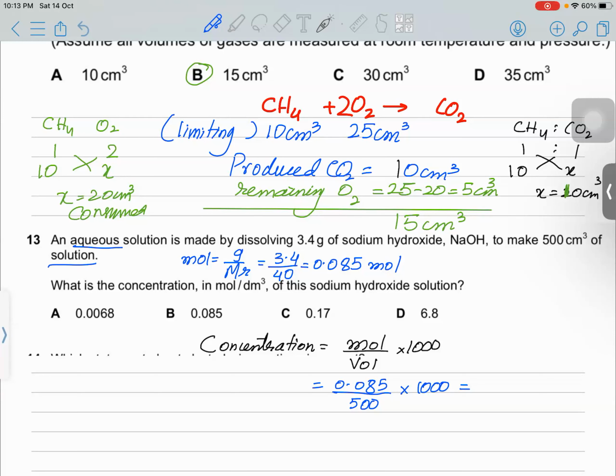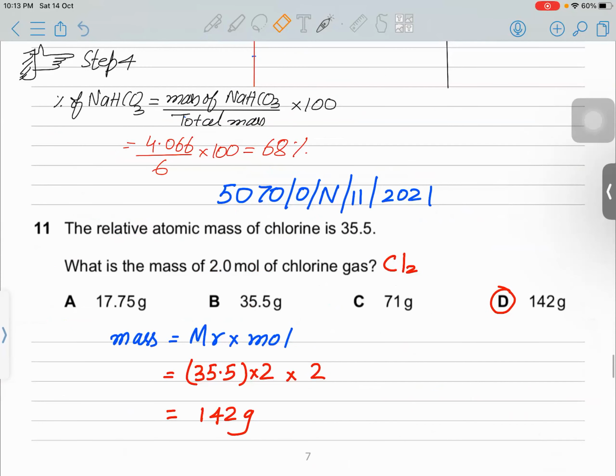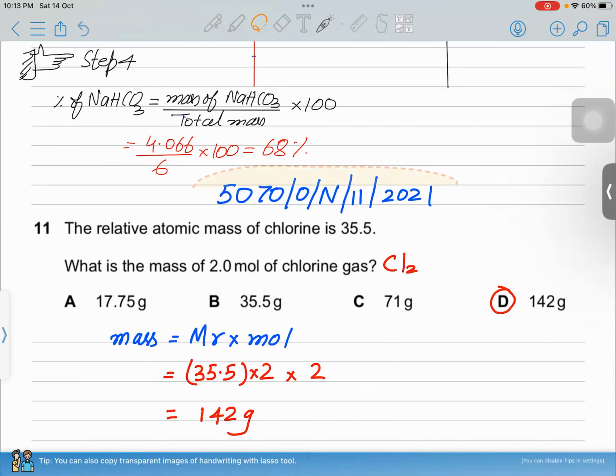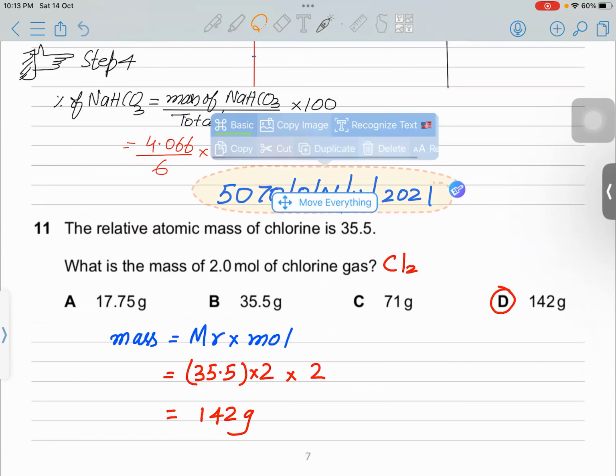Sir, the answer is 0.17, C. So the answer is 0.17, which is C. So C is the correct answer. Now, can I move to another variant? Yes, okay, sir.